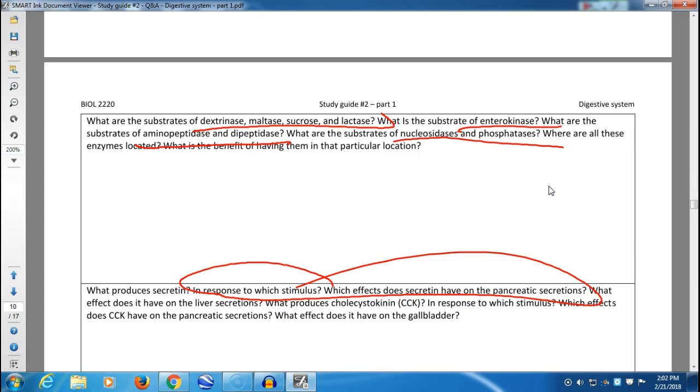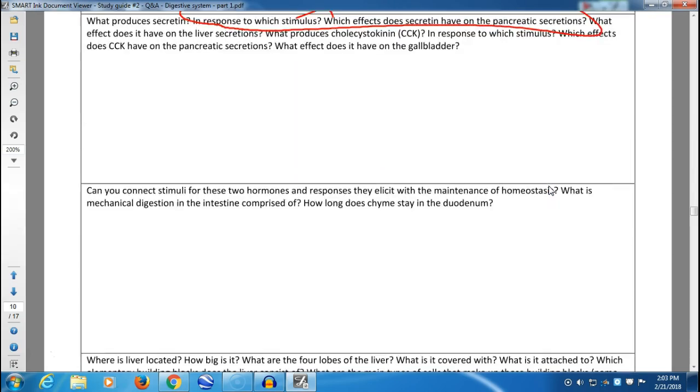So I want to be very clear. Secretin, in terms of pancreas, secretin is bicarbonate. CCK, enzymes. We cool? Okay? Can we move on?